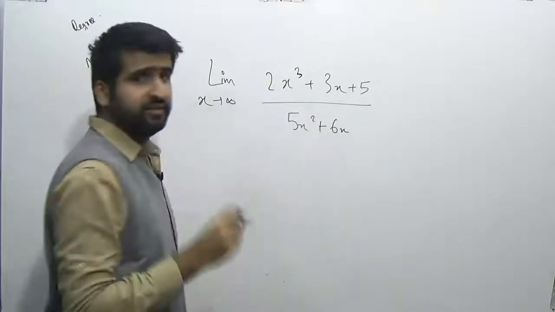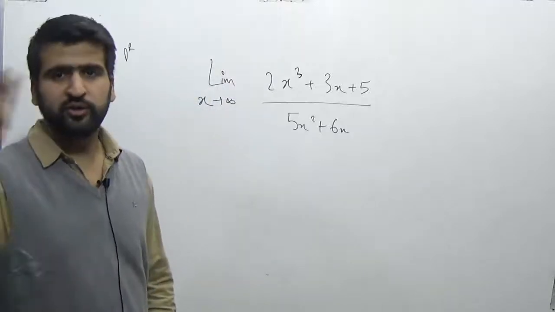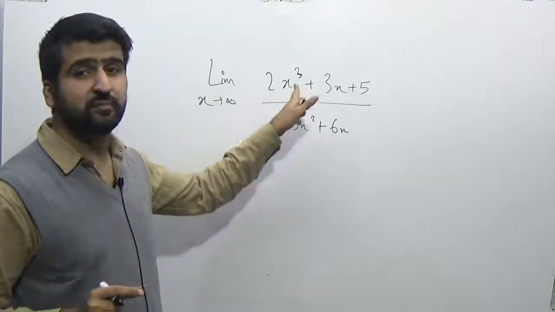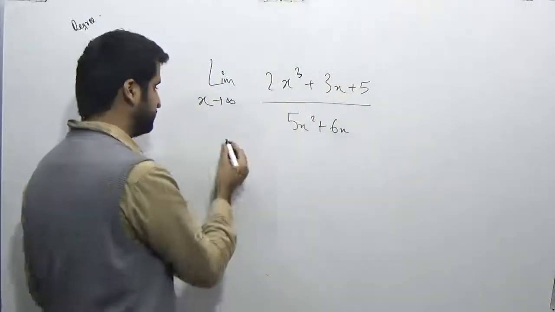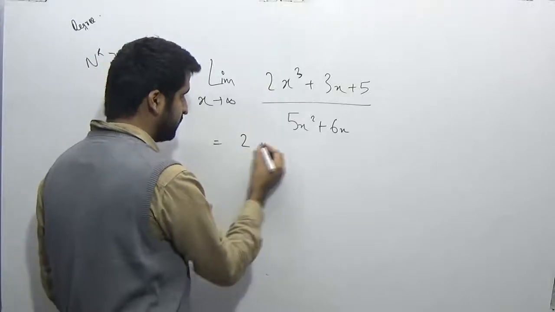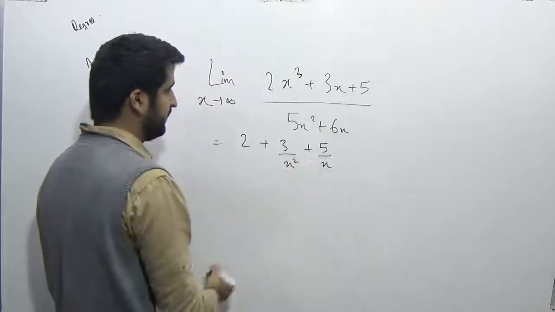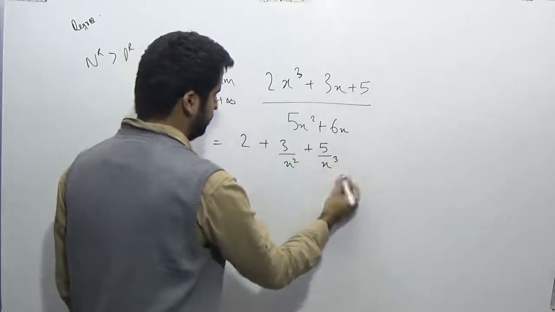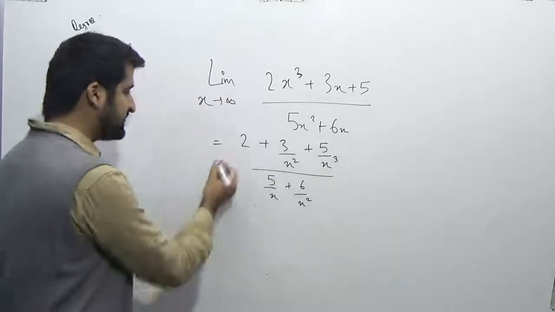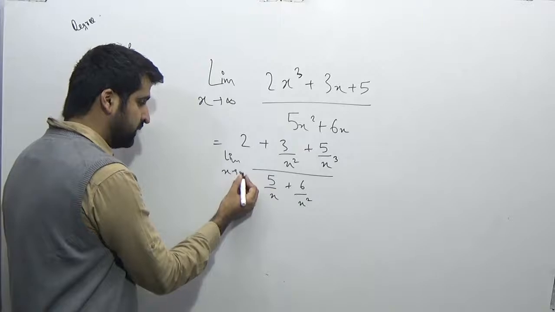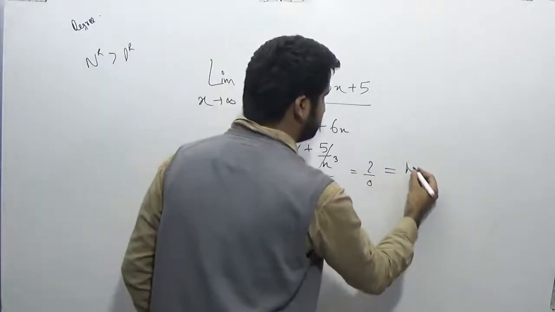So what will happen? In this case, I have to divide by the highest power. In that case, it was x square in both numerator and denominator. But in this case, the highest power is x cube. So I will have to divide this by x cube. So this will become 2 plus 3 upon x square plus 5 upon x cube, divided by 5 upon x plus 6 upon x square. Now as x approaches infinity, this is 0, this is 0, this is 0, this is 0. So this is nothing but 2 upon 0. So this is not defined.